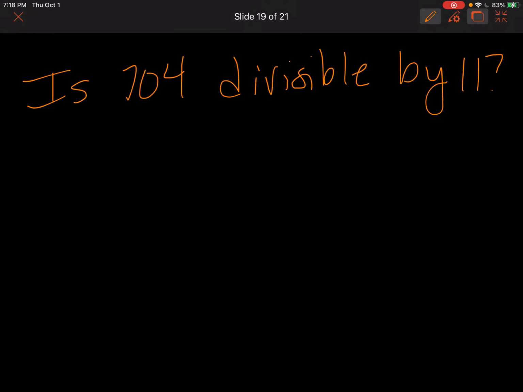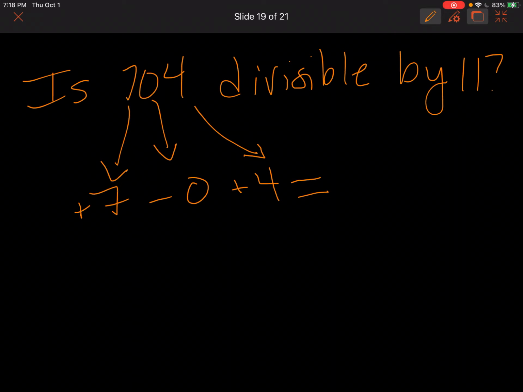We'll look at 704 first. So our divisibility test is we take our alternating sum. So we have 4 with a plus sign, 0 with a minus sign, and 7 with a plus sign. 7 minus 0 is 7, plus 4 is 11. And since 11 divides 11, this number is divisible by 11.